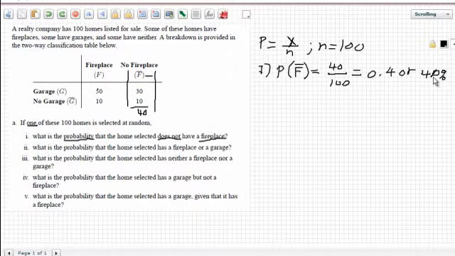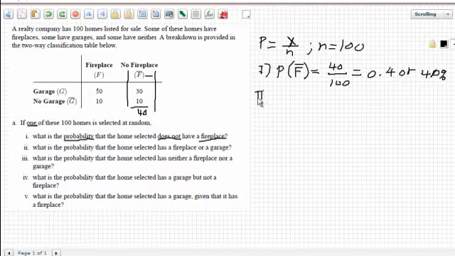40%. So there is a 40% chance that, let's say I'm walking down the street and all these 100 houses are on the same street. So let's say I'm walking down the street and I enter a random one. What is the probability that when I enter, I'm not going to find a fireplace? And the probability seems to be less than 50%, so it's pretty slim that I'm going to walk in and not find a fireplace.